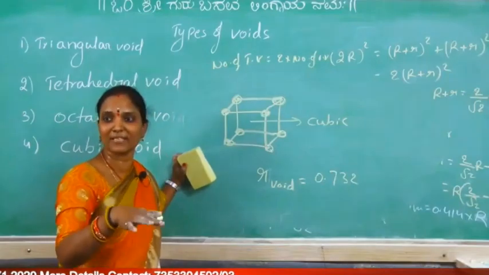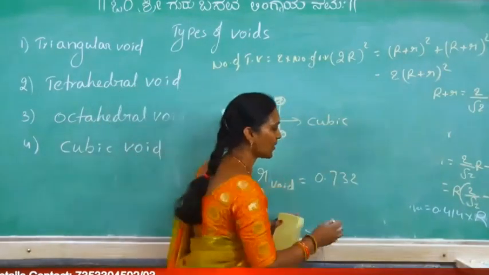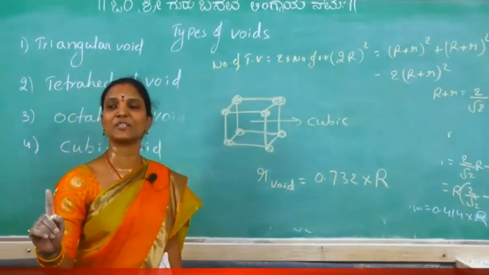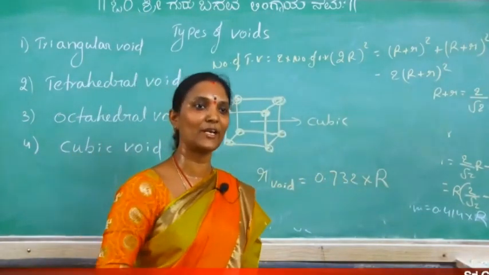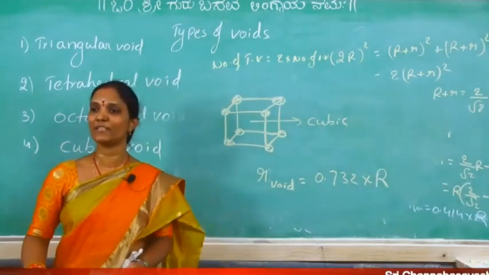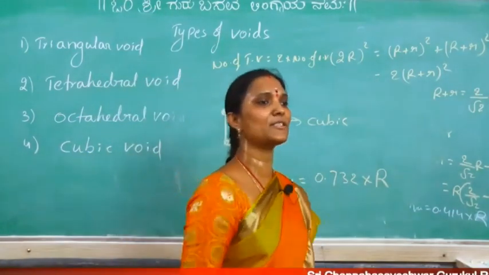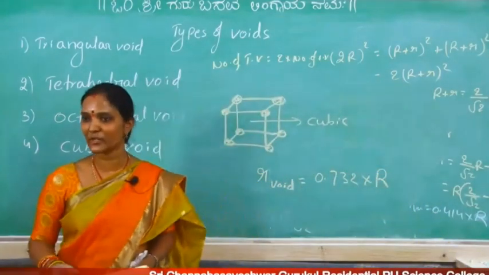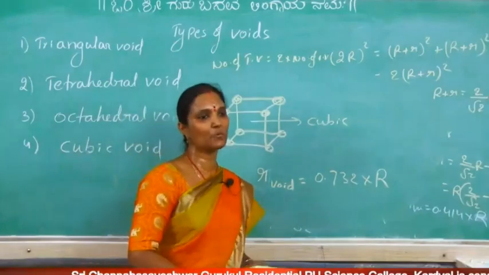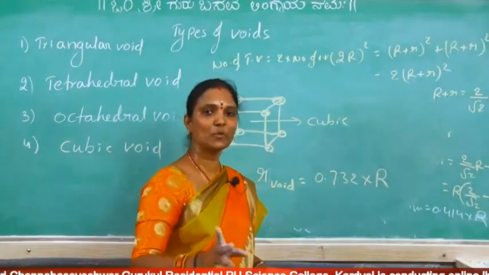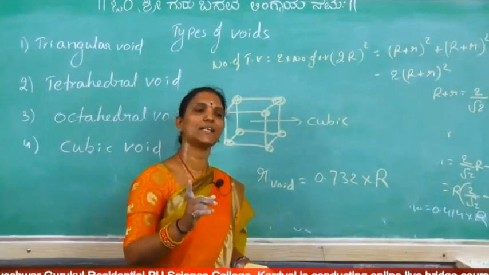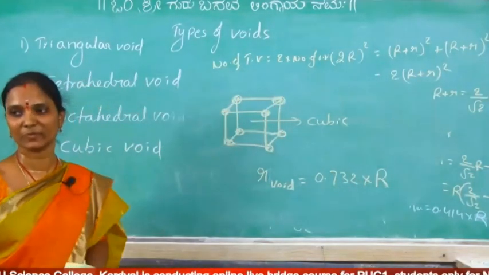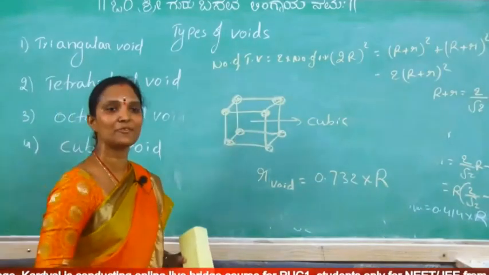All this practiced or not? Coordination number, one table given, limiting radius ratio. So 0.732 into R. The first formula is 0.155 into R, the triangular void. The second is 0.225 into R, the tetrahedral void. The third is 0.414 into R, the octahedral void. Now the formula 0.732 into R is the cubic void. Cubic void is not common. Only two voids are common in close packings, the tetrahedral void and the octahedral void. So these are different types of voids.